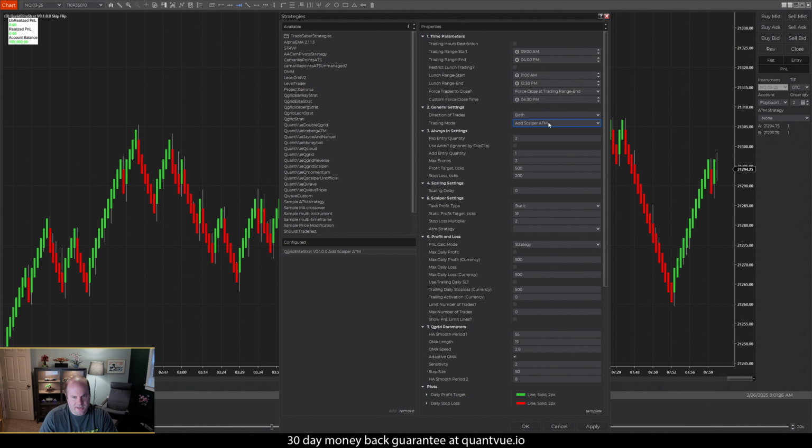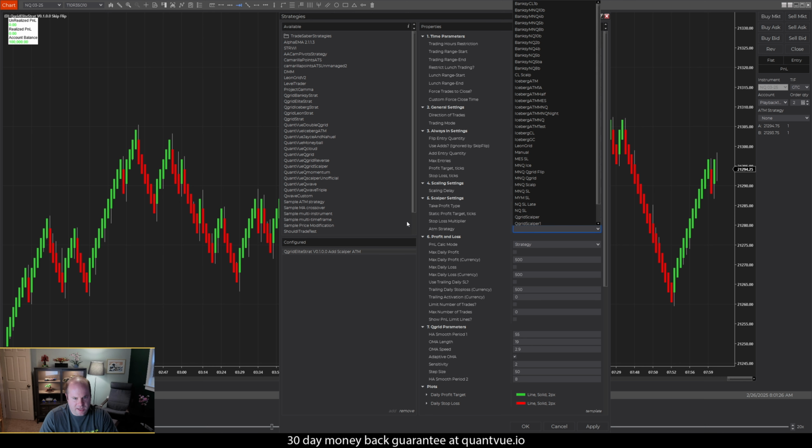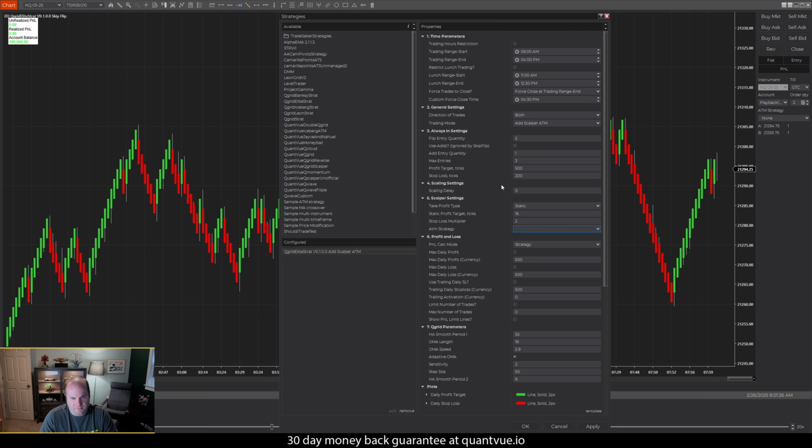So if I had this on ATM, I would be going down to the scalper settings and I would change the ATM strategy to whatever I wanted it to be. It doesn't really matter, but whatever you pick is your choice. So that's pretty much all you would have to do to set up the ad scalper ATM. So that's all I'm going to talk about on it. It's pretty intuitive. It's not difficult. So we're going to go to ad scalper, and we're going to talk about ad scalper today.